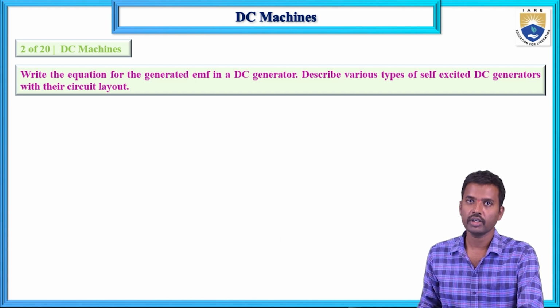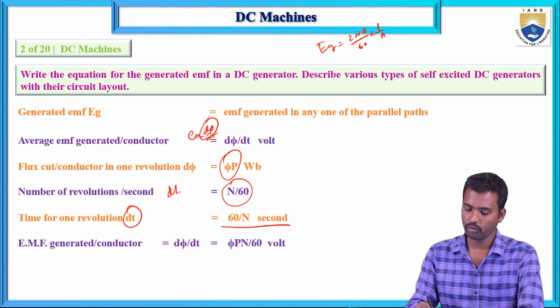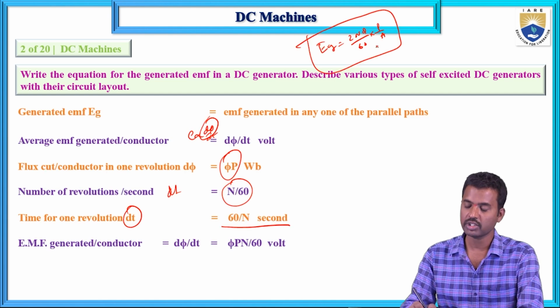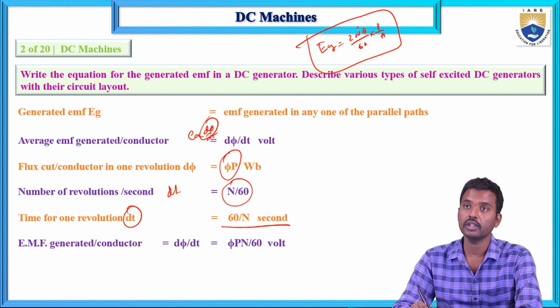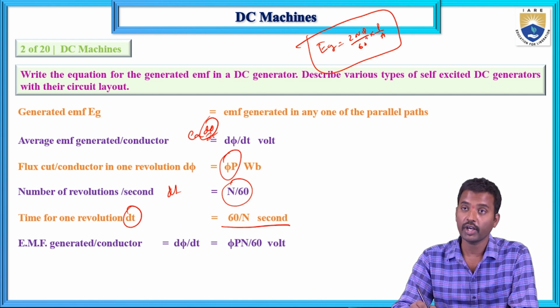The final equation is E equals Z n phi by 60 into P by A. Here Z is the number of conductors, n is the speed of the conductor in RPM, phi is the flux per pole, P is the number of poles, and A is the number of parallel paths.